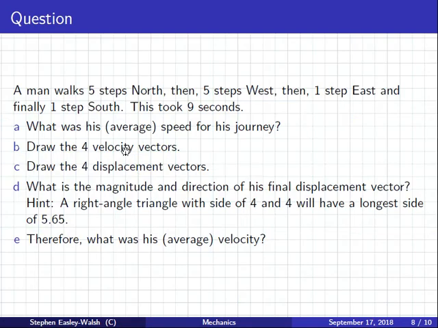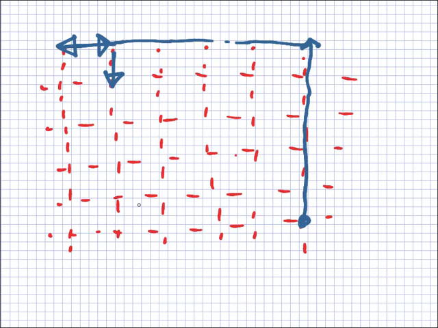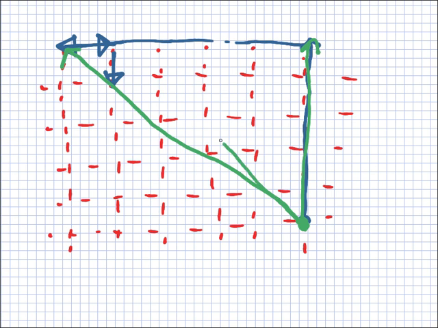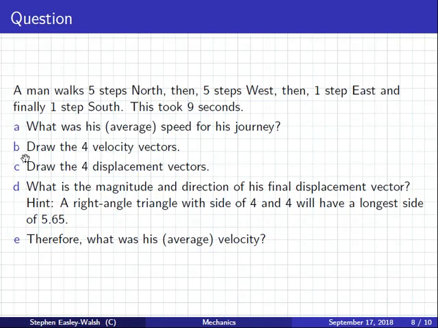Now that's his velocities. Now we want his displacements. So I'll put that in green. First he's here. Then he's here. Then he's here. Then he's here. And finally he's here. So can you see the difference? The blue ones are the velocity and the green ones are the displacements. Okay. Right, so that's B and C.